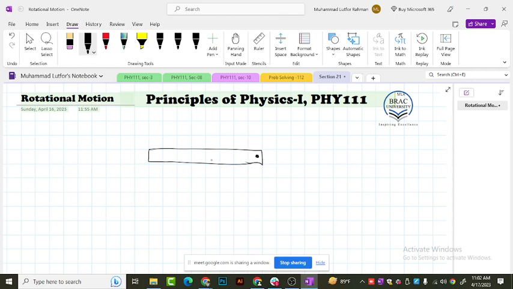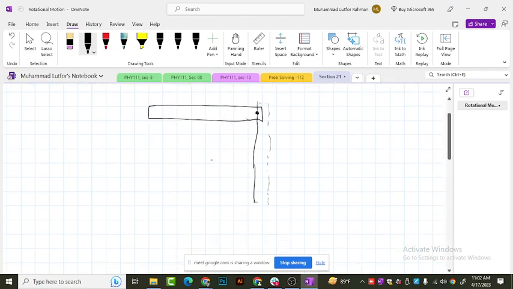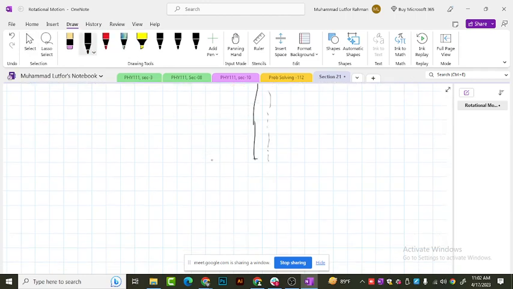What I am going to do is release the meter stick from that point, so it's going to rotate about this point and strike the wall, which is fixed. If it strikes the wall, at what velocity is it going to strike? That was the question.